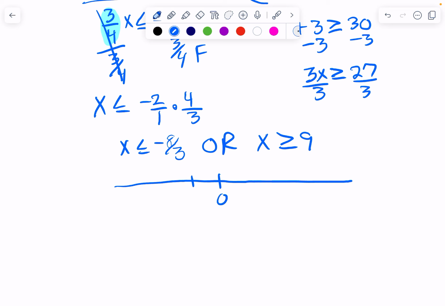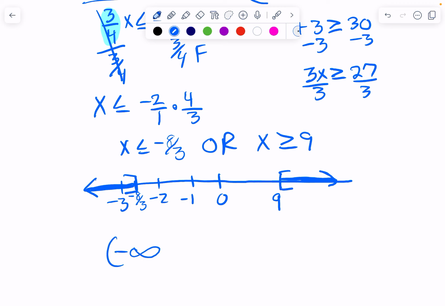We have a -1. We have a -2, and we have our -3, and -8/3 is -2 2/3. So we'll call it right here -8/3. And that's going to be less than or equal to, so bracket and shaded to the left. Or x is greater than or equal to 9. We'll plot our 9 over here, and that's greater than or equal to, so that's bracket and shaded to the right. And now from the graph, you make the interval notation come to life.